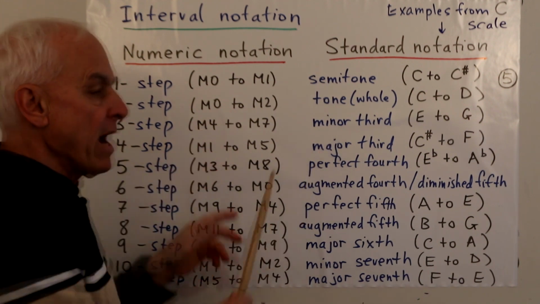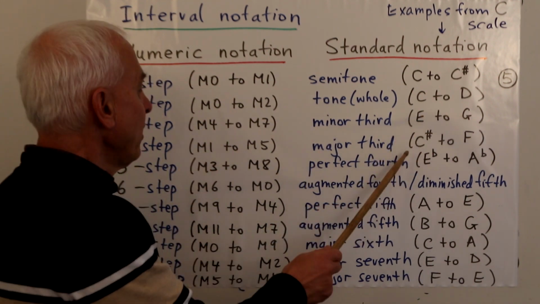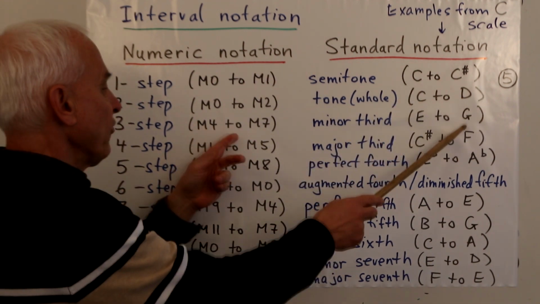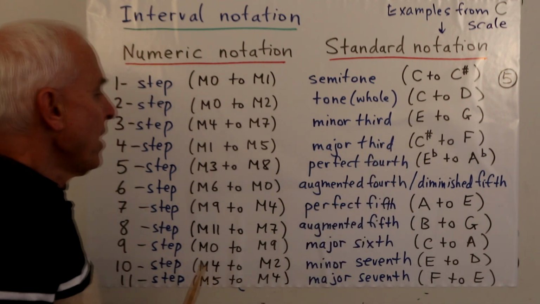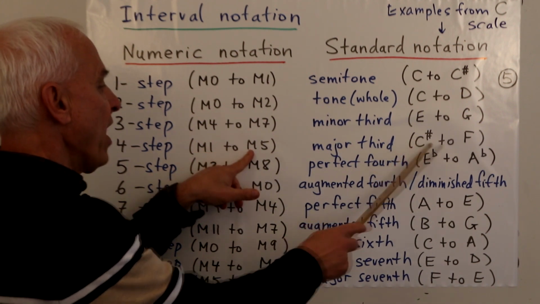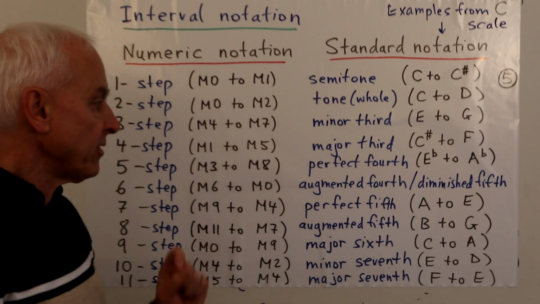3-step is called a minor third. Okay, an example of that would be E to G. So in the scale of C, E is note M4 and G is note M7. Okay, so that's a minor third. A major third, M1 is C sharp, M5 is F. So that's an example of a major third, C sharp to F.